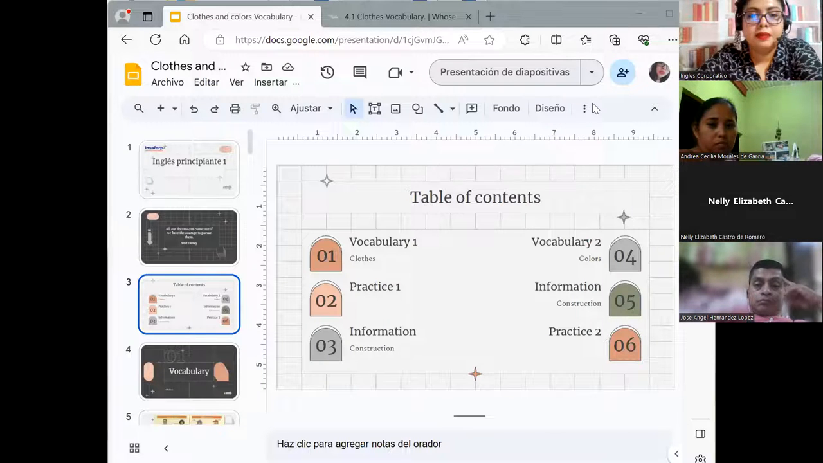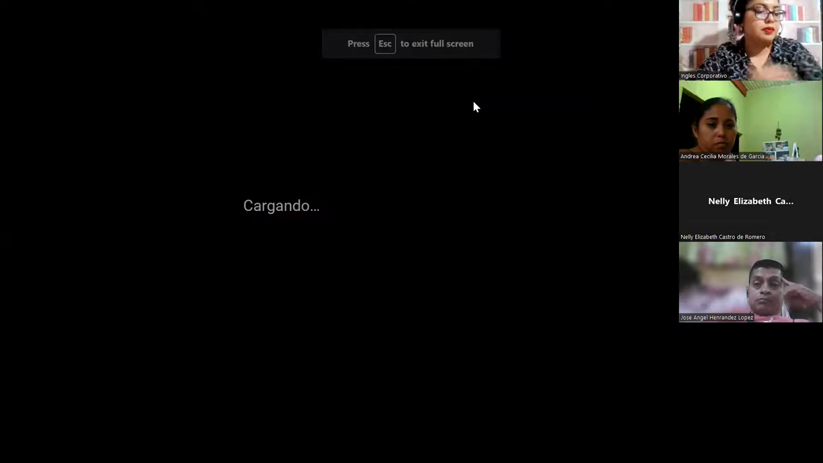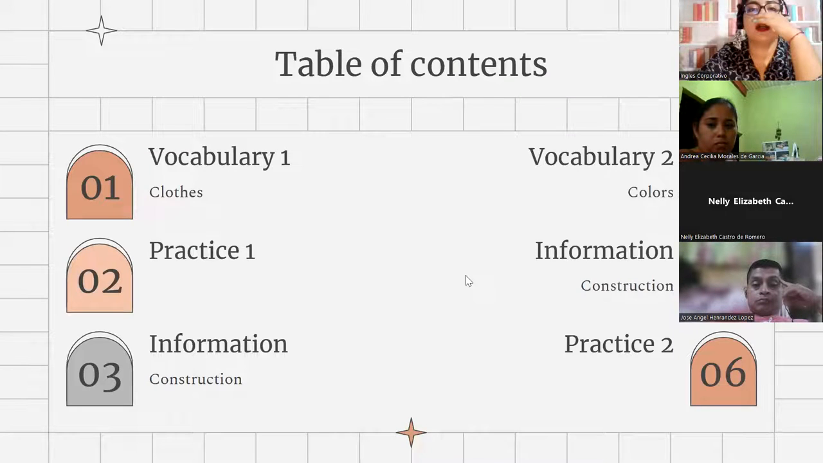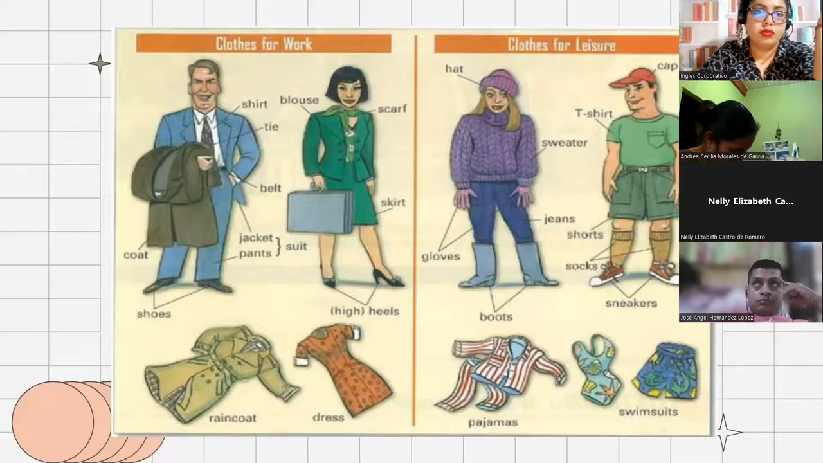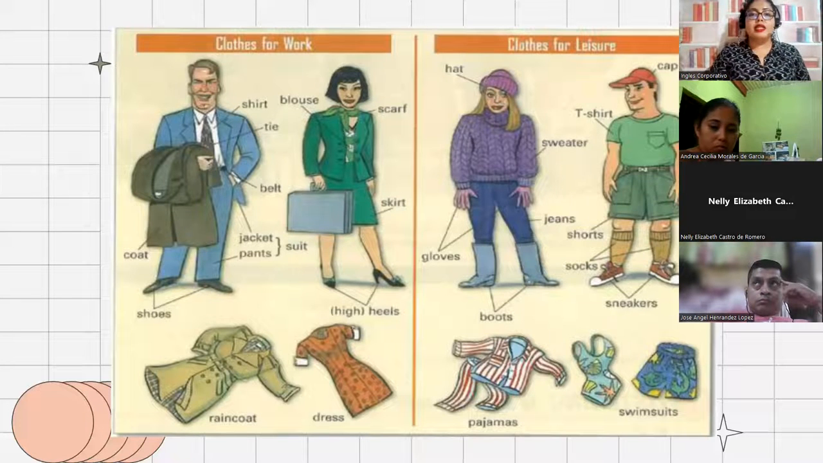So, again. This is kind of slow, I think. Okay. So we have the first thing that is the vocabulary. Okay, this is the image. So in this image, we have two different things.